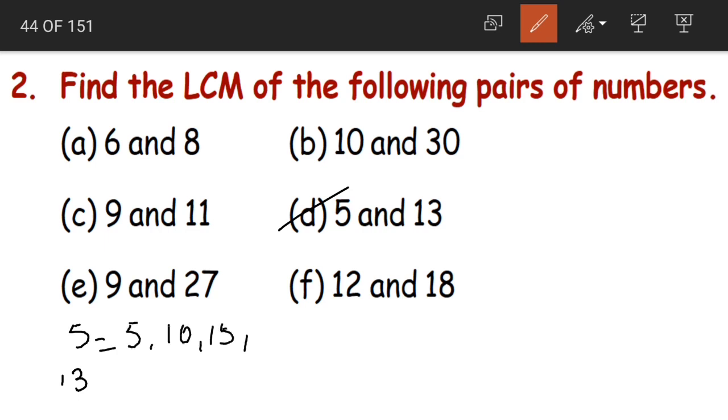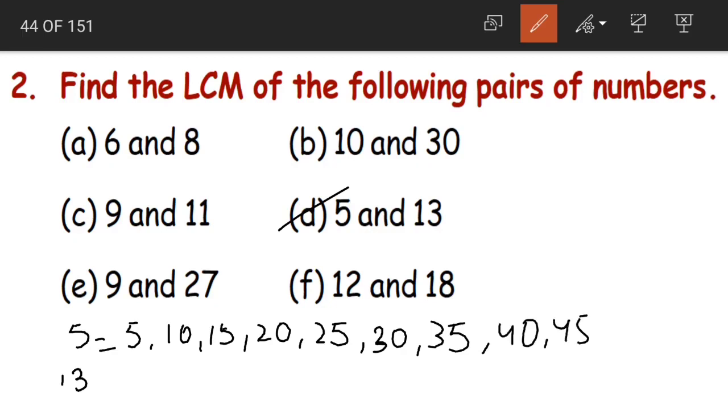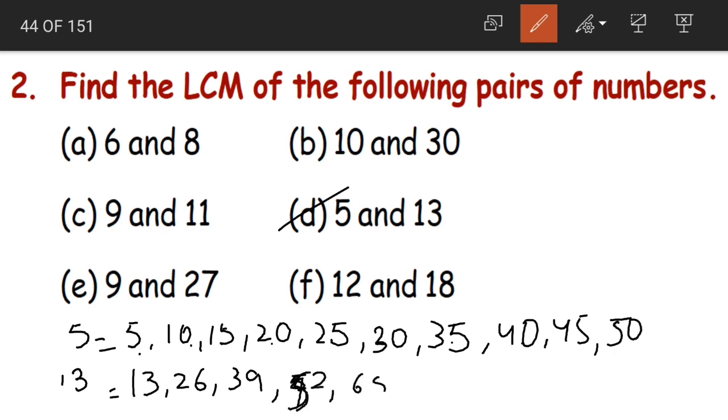What should we do again? Write the multiples of both the numbers, that is 5 and 13, children. 5 ones are 5, up to 50: 1, 2, 3, 4, 5, 6, 7, 8, 9, 10. Now coming to the multiples of 13. 13 ones are 13. 13 twos are 26. 13 threes are 39. 13 fours are, sorry, 13 fours are 52. Sorry, 13 fives are 65.